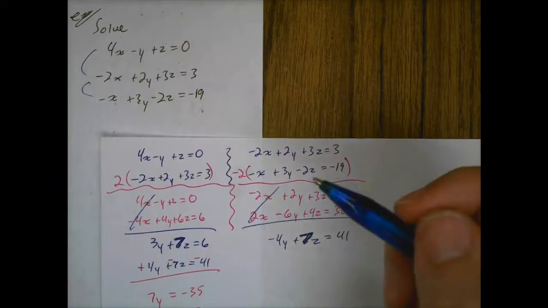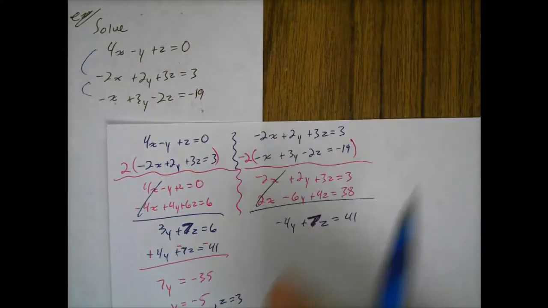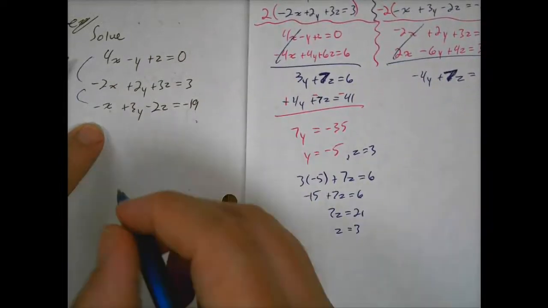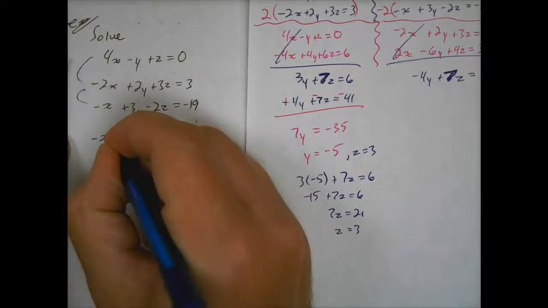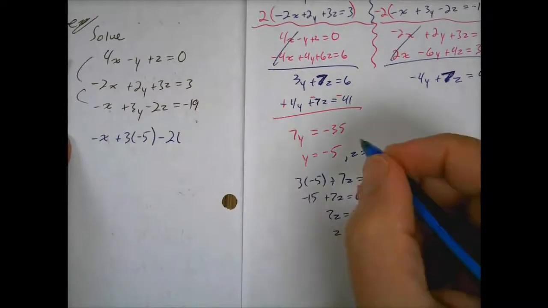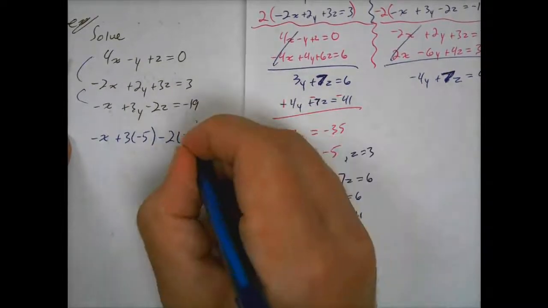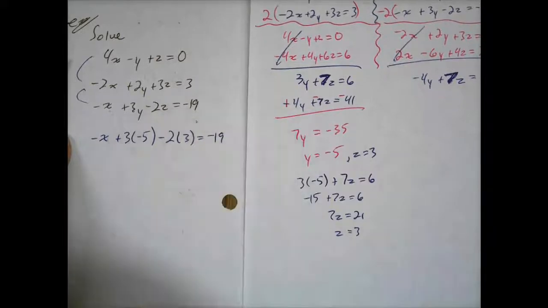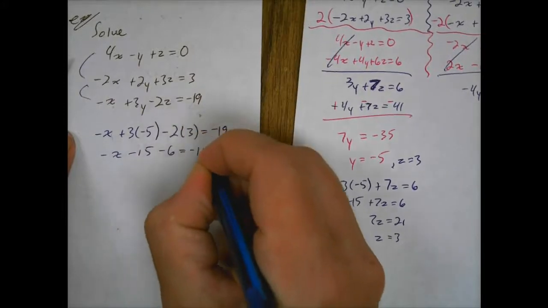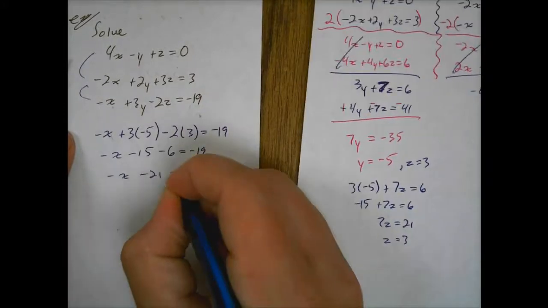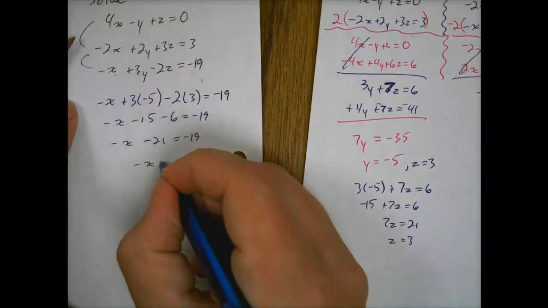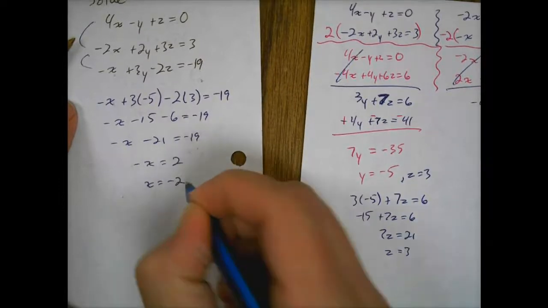Substitute it into one of your original equations to get what x is. So say I choose this one right here. Again, I know y is negative 5. So I don't know x. Negative x plus 3 times negative 5 minus 2 times z, which is 3, equals negative 19. Simplify your numbers. Minus 15 minus 6 equals negative 19. Negative x minus 21 equals negative 19. So negative x is 2. So x equals negative 2.